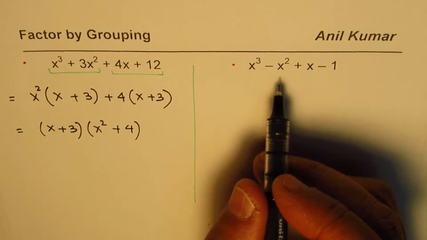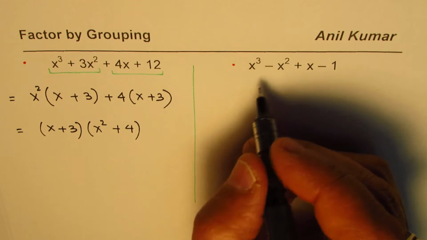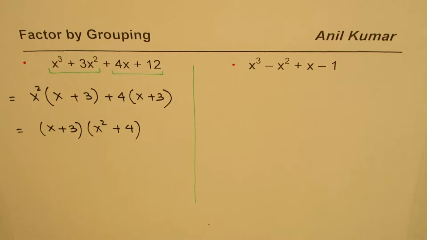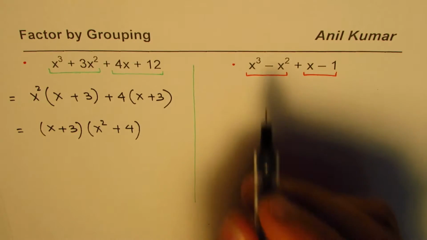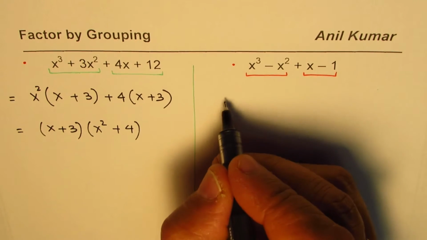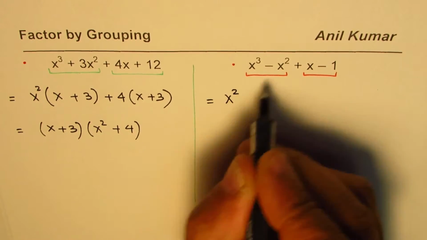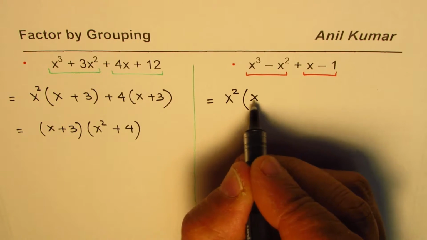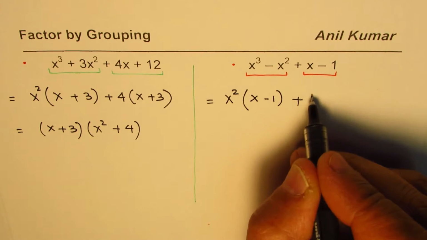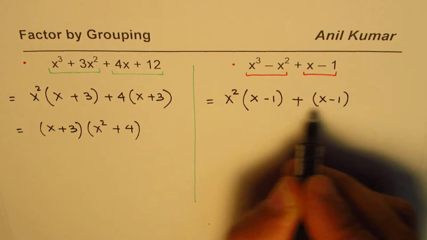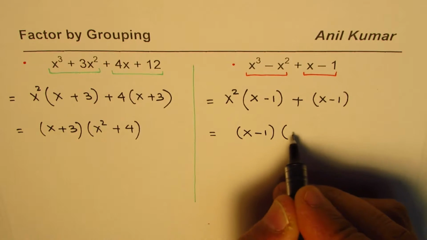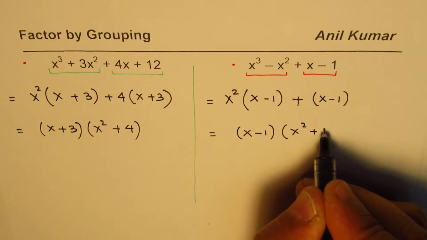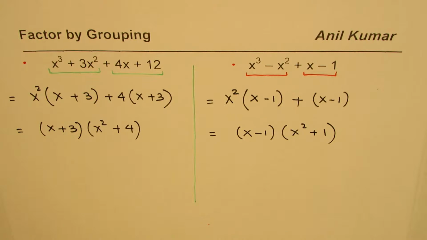Let's do the next one. Now here, form the groups. Just as we did earlier, we can combine these two in one group, those two in the other. X cubed minus x squared has x squared in common, right? So we could write this as x squared is common, x minus 1, plus we have x minus 1 here. Now x minus 1 is a common factor. So we can write this as x minus 1 times x squared plus 1, correct? So we get a factored form.